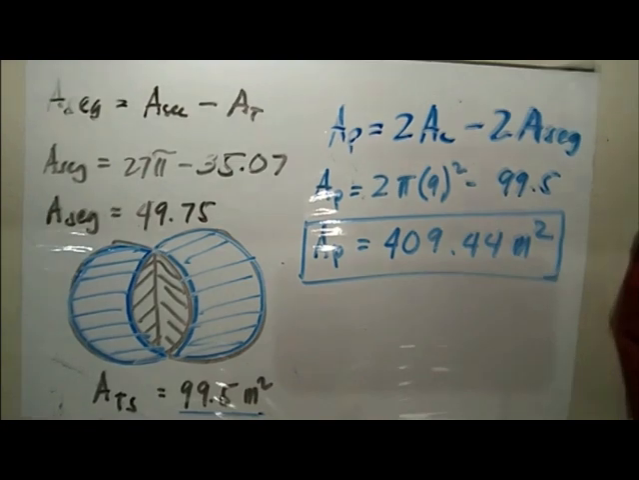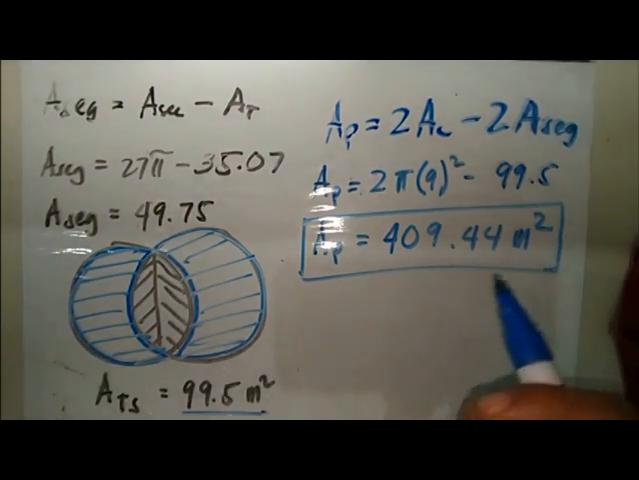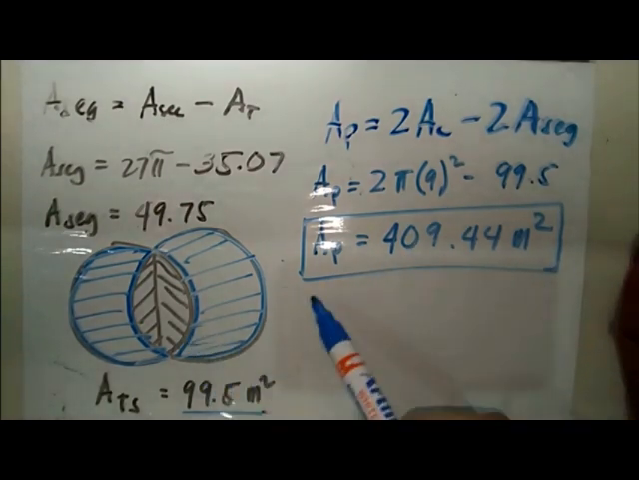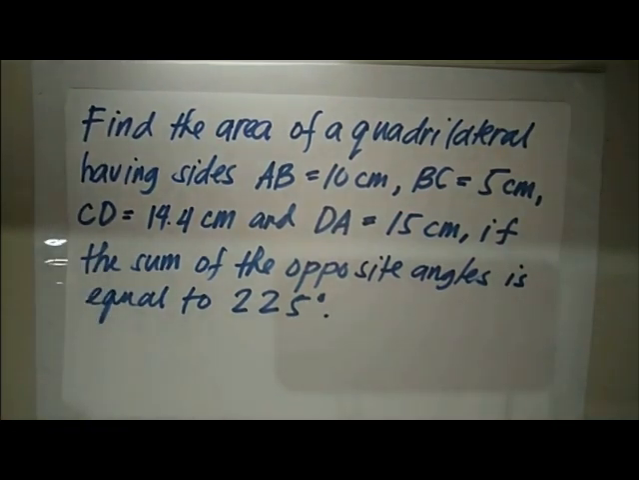So, it requires analysis para masolve natin yung mga plane geometry problems. Madaling naman i-memorize yung mga formula, but yung important kasi is how you analyze the problem. So, in our next problem, we have here, find the area of a quadrilateral having sides A, B 10 cm, B, C 5 cm, C, and D 14.4 cm, and D, A 15 cm.